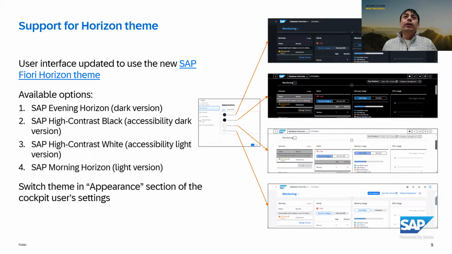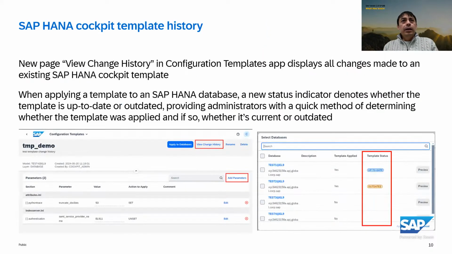This will also, if you're familiar with this theme through other SAP applications, give you a little bit of consistency between the different SAP applications, and the HANA Cockpit is no different. In the HANA Cockpit, we now have the ability to have template histories.